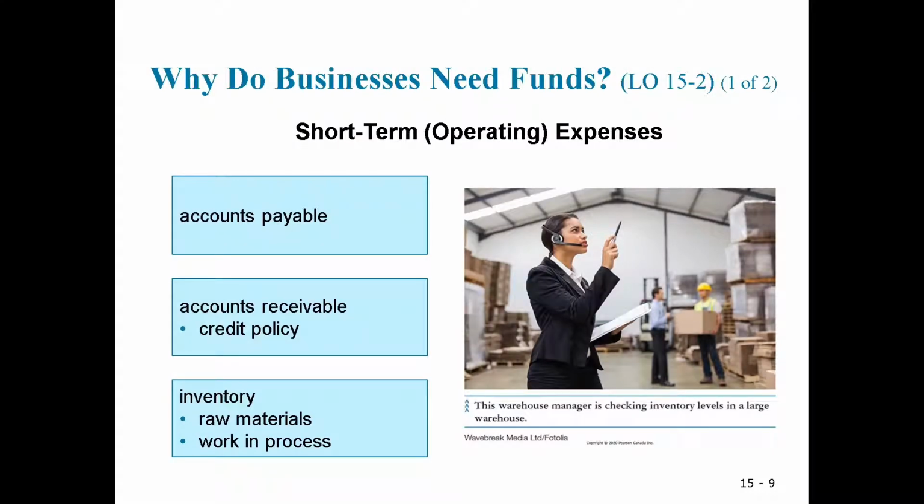Why businesses need funds. Short-term, operating, expenditures. These are incurred through everyday business activities and handled through careful attention to the following 3 areas. 1. Accounts payable. This is the largest part of short-term debt for most companies. Good management means purchasing sufficient supplies in a timely manner but withholding payment as long as it can without jeopardizing its credit rating. 2. Accounts receivable.